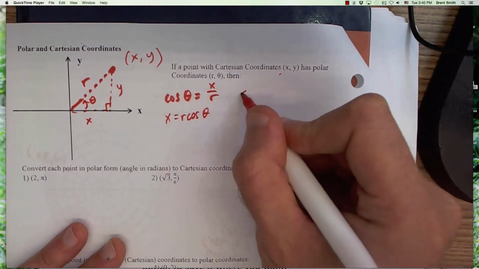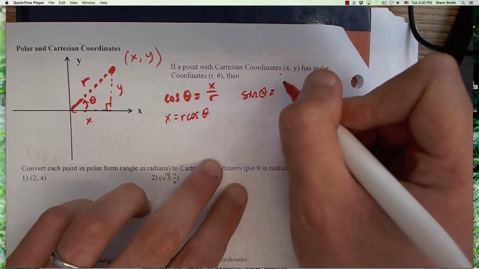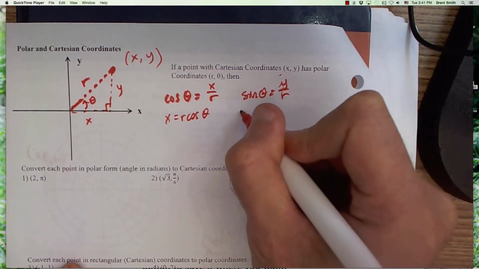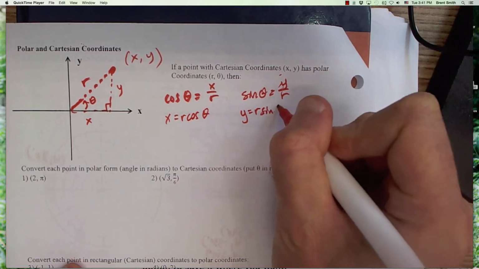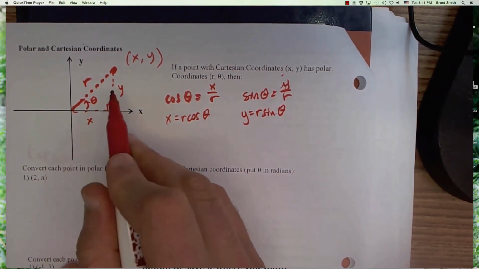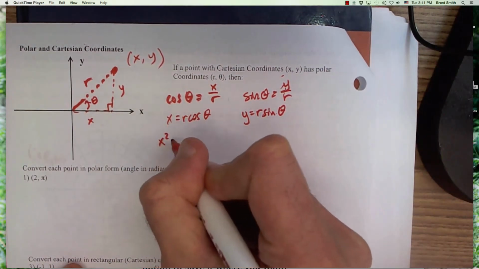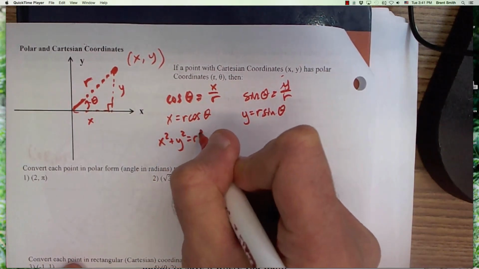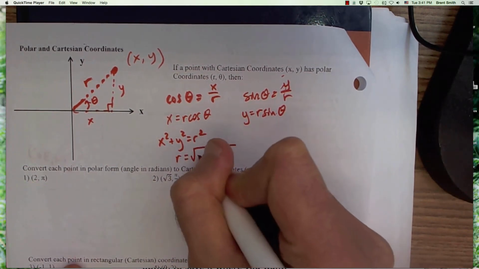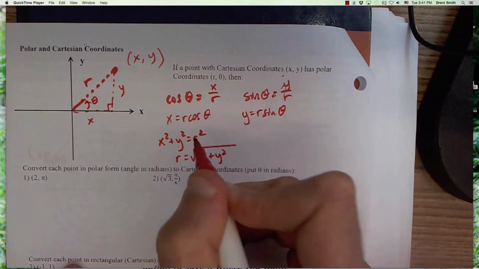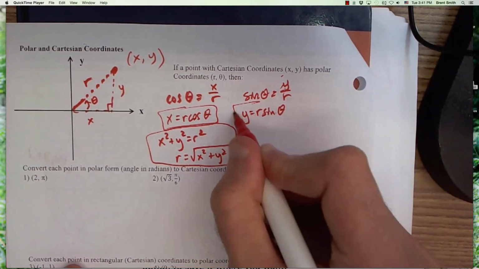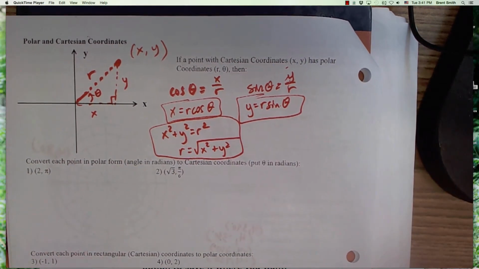Okay, sine of theta is y over r. So again, we could represent y as r sine theta. So these can be substituted for each other. Finally, if we just want to relate the sides, we can use the Pythagorean theorem. x squared plus y squared equals r squared. In other words, r equals the square root of x squared plus y squared. So these are some key substitutions that you're going to be making. So please be aware of those.